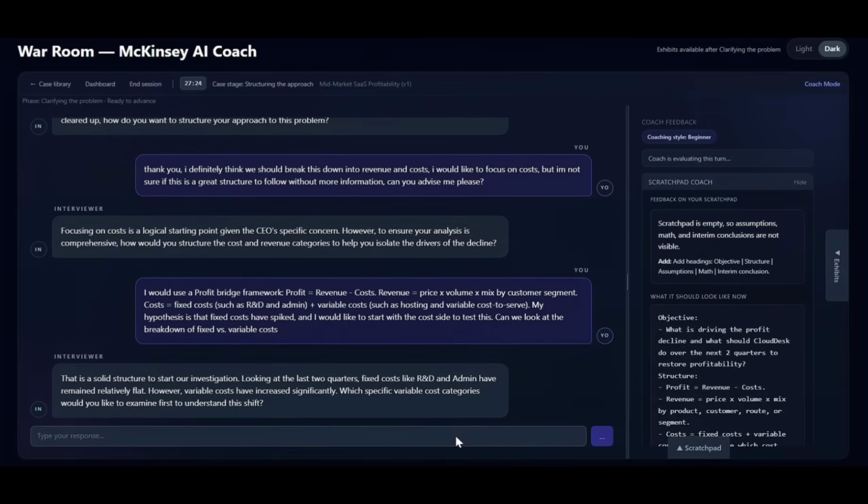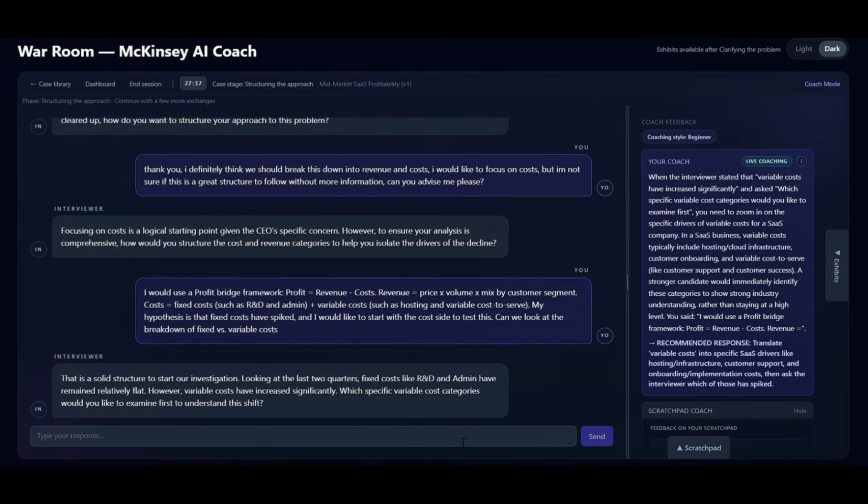Well, there we go. So our coach was right. This is a very good start. And our interviewer tells us that looking at the last 2 quarters, fixed costs like R&D and admin have remained flat, but variable costs have increased significantly. So it's asking us which specific variable cost categories would we like to examine first under this shift.